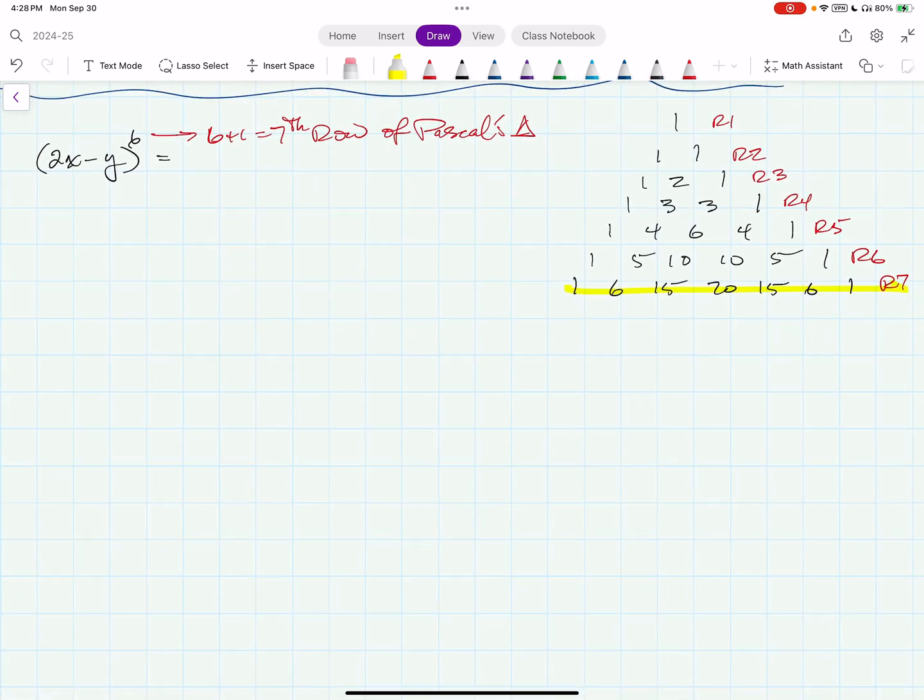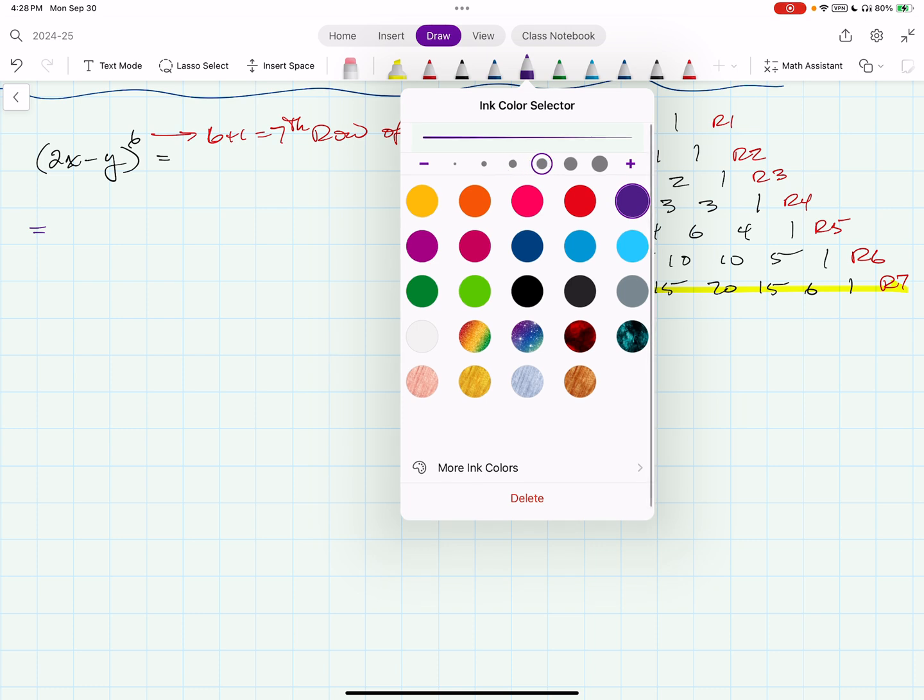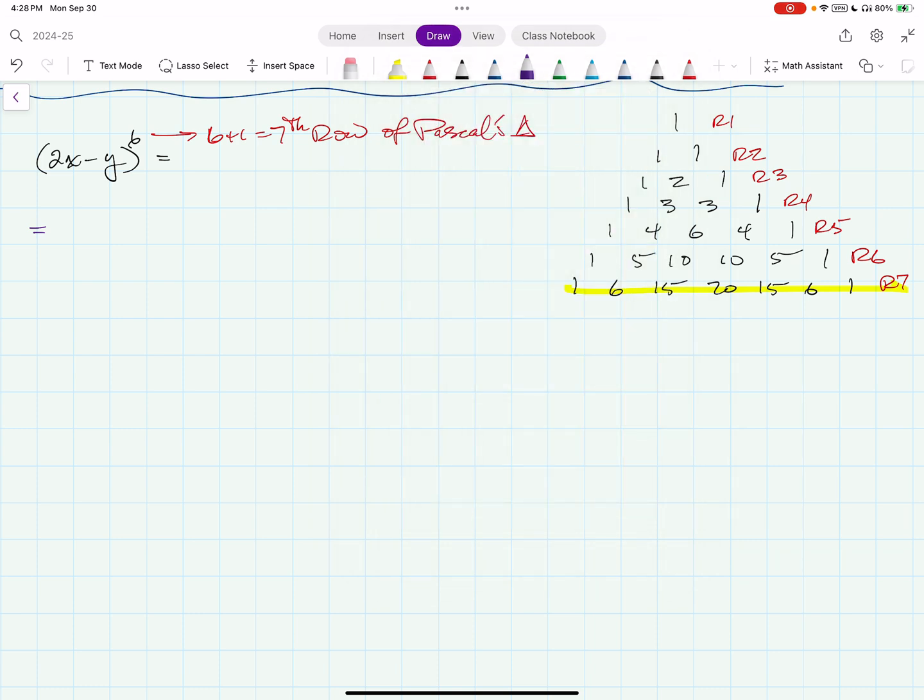Here we go. Holy cow. This is a doozy. Now the first step of the expansion. Pause the video and just do the first step only. Okay, go. Okay, so now we're going to take 2x minus y to the 6th. My first term is 2x.